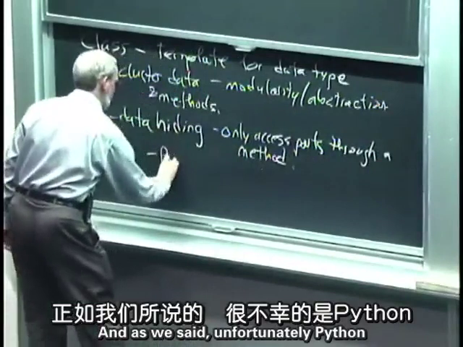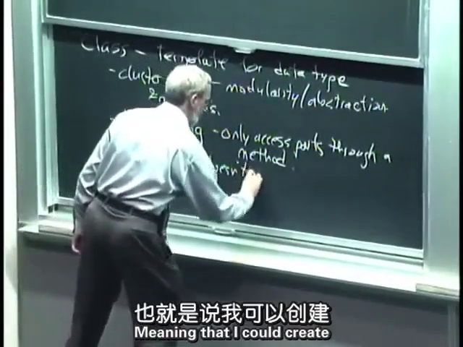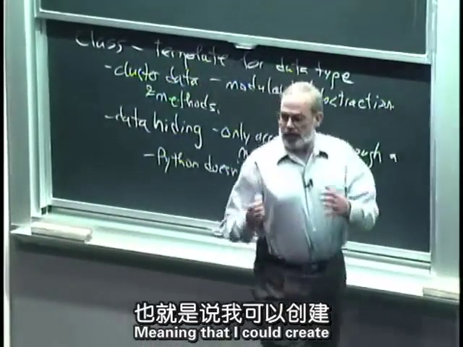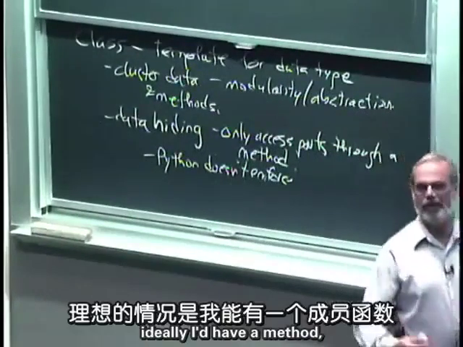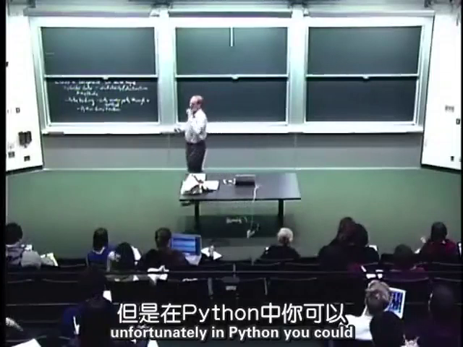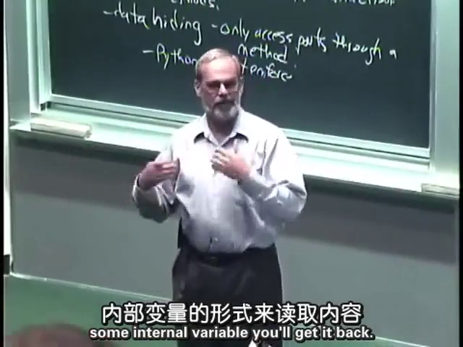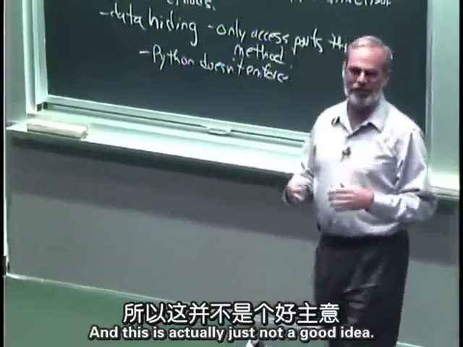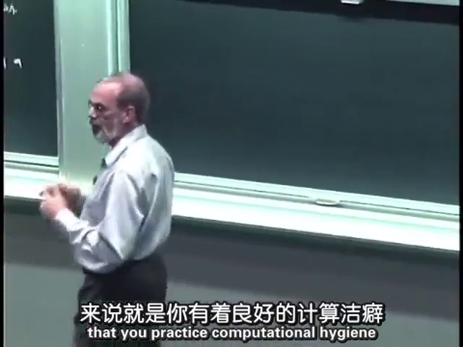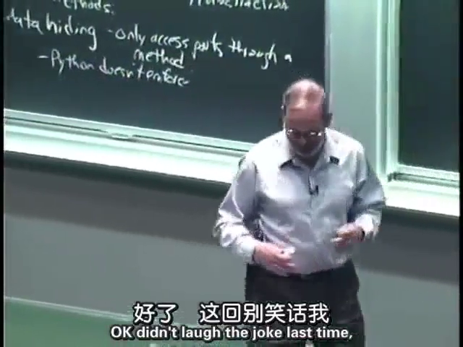And as we said, unfortunately, Python does not enforce this. Meaning that I could create one of these data structures. Ideally, I'd have a method that I'm going to see some examples of that I used to get the parts out. Unfortunately, in Python, you could take the name of the instance, dot some internal variable, you'll get it back. It's exposed. And this is actually just not a good idea. So I suggested in my very bad humor that you practice computational hygiene and you only use appropriate methods to get the parts out. It's okay, you didn't laugh at the joke last time. You're not going to laugh at it this time.